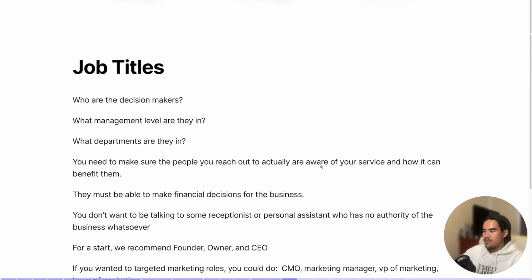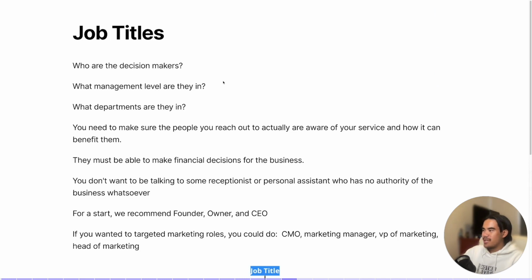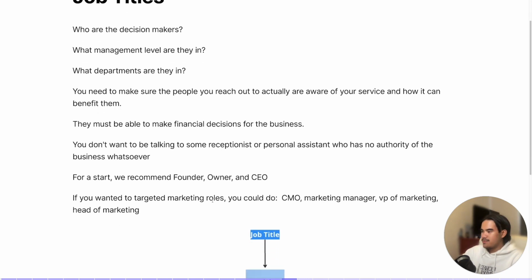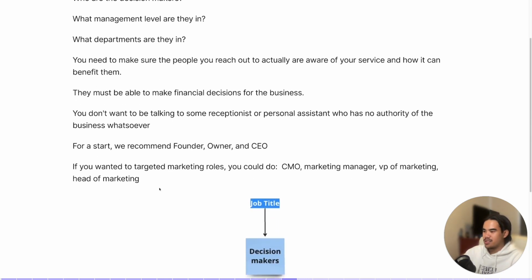Job titles: who are the decision makers? What management level are they in? Departments? You need to make sure that the people you reach out to are actually aware of your service and how it can benefit them. And they must be able to make financial decisions for the business. Otherwise, there's kind of no point, right? You don't want to be talking to some receptionist or personal assistant who has no authority over the business whatsoever. So to start, we recommend founder, owner, and CEO. But if you wanted to target marketing roles, you could do CMO, marketing manager, VP of marketing, head of marketing. You get the point, right?